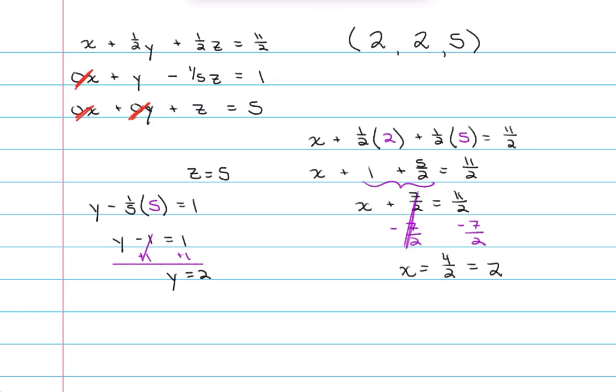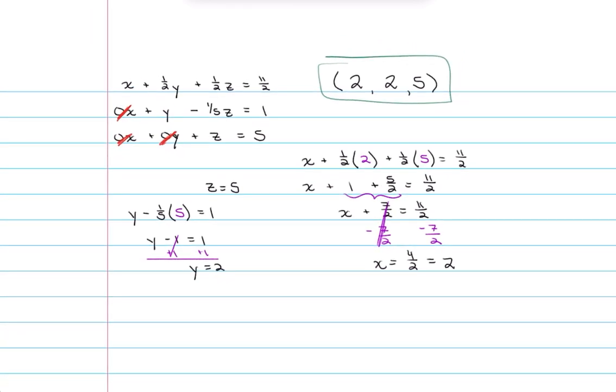Okay, so this is our ending solution. Remember, this is just like solving systems of equations. We're just using the Gaussian method in order to do that. But this is another way of solving systems of equations like we've done in previous videos with the substitution and elimination method. So 2, 2, 5 is my solution.